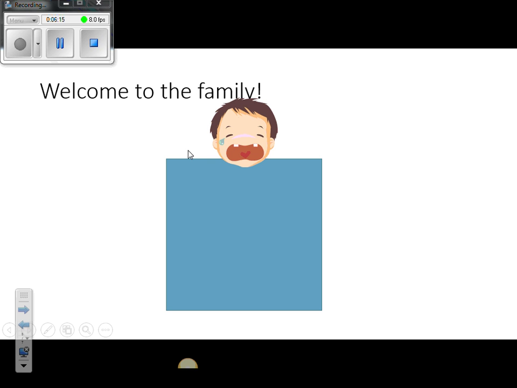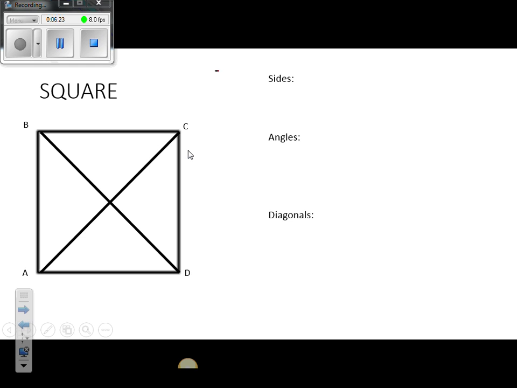Now, why is the square so special? Well, the square is so special that it has all the properties of all the shapes we've talked about. Every single property we talked about with a rhombus and a rectangle, the square has. So we have lots more properties to write down for the square. So make sure you're taking good notes.